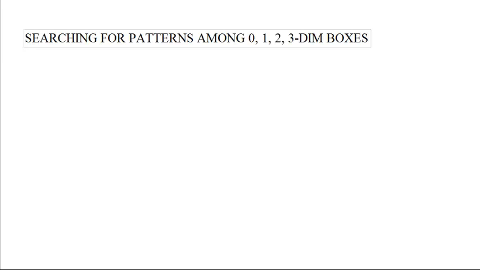Okay, now that we've talked about the containers in 0, 1, 2, and 3 dimensions, now it's time to start looking for patterns to sort of begin to understand what a 4-dimensional box must look like. So we have 0-dimensional, 1-dimensional, 2-dimensional, 3-dimensional, and hopefully 4-dimensional.